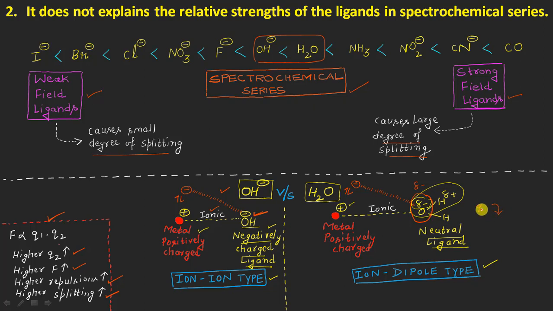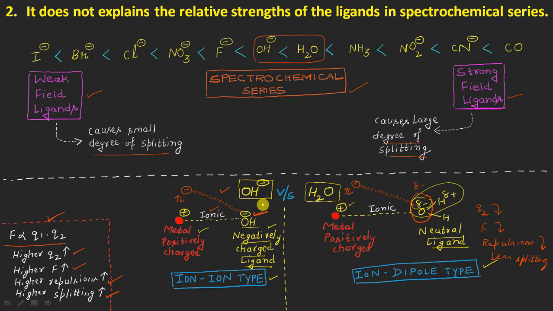So this means the Q2 is low here, and thus the force, which is directly proportional to the product of Q1 and Q2, will also be less here, and thus the repulsions arising will also be less here, and thus the splitting will be less here, right?